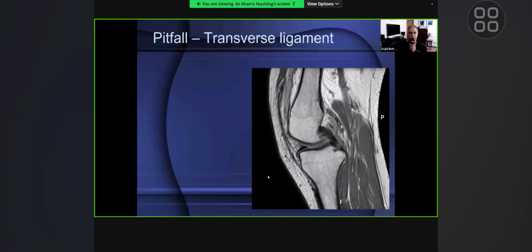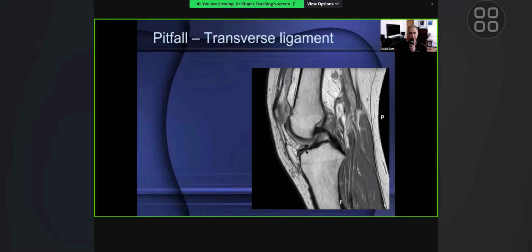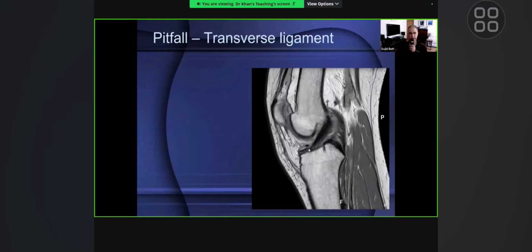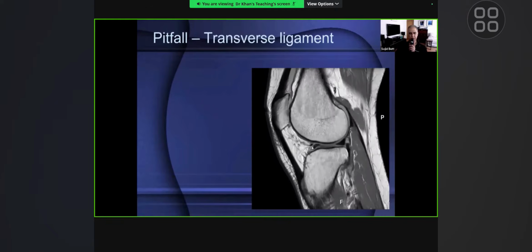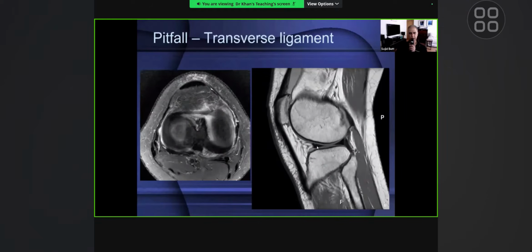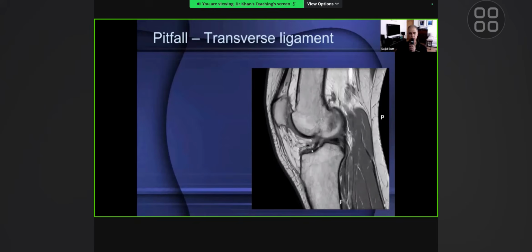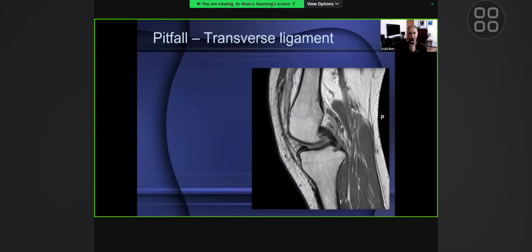The third pitfall is the presence of a transverse ligament. So I'm going to just follow this patient's scan. We've got the meniscal tissue here. And as we go towards the central side, this is the anterior horn of the meniscus, and we can see that there is a structure which tends to travel all the way up, where it then connects with the anterior horn of lateral meniscus. So follow that again. This is the anterior horn of medial meniscus.